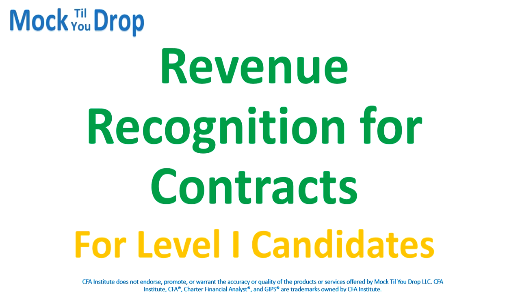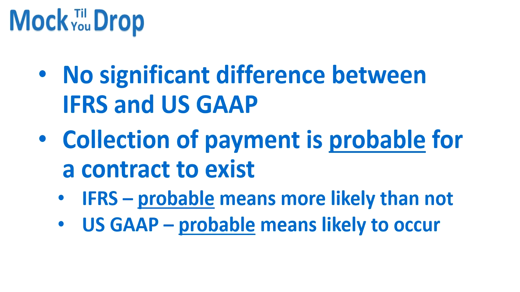In this video, I want to go over a concept from the financial reporting and analysis topic for Level 1, which is revenue recognition for contracts. There are a lot of technical terms used with revenue recognition and dealing with contracts, so my goal for this video is to break it down in a more intuitive way. I'm also going to run through a couple of examples of how to recognize revenue under a contract.